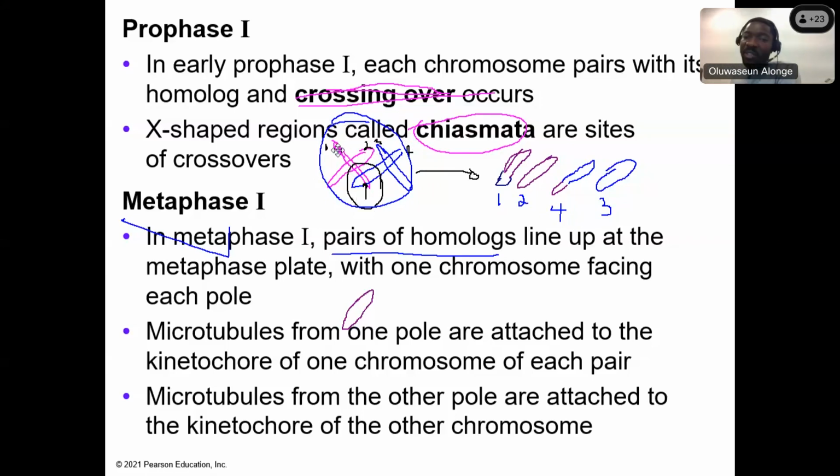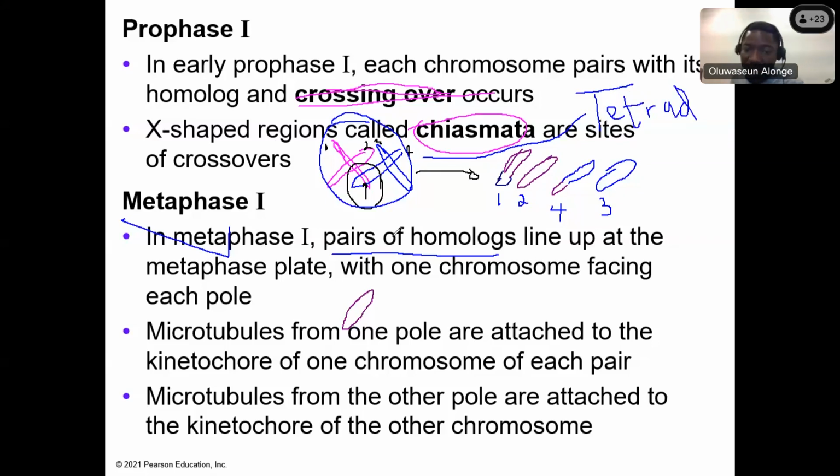Now, at the point when they are joined together, how many sister chromatids do we have here? We have 1, 2, 3, 4. So at that point, we call this a homologous chromosome pair because they are joined together, and we also call it a tetrad. The word tetrad is used because there are 4 sister chromatids there.